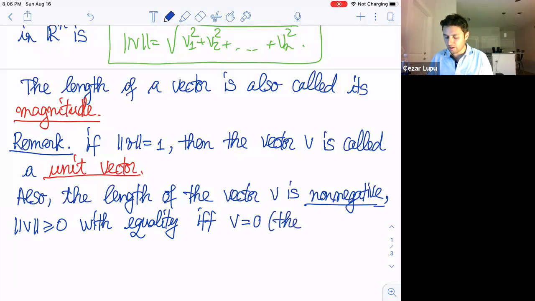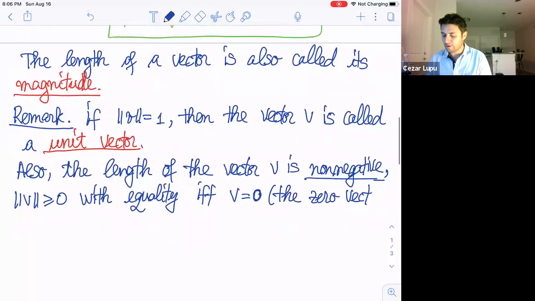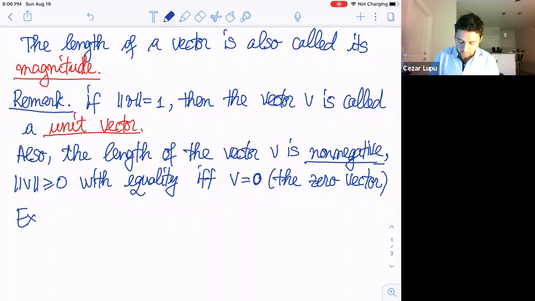So this guy is 0 here, and I'm going to denote it like this: the zero vector in Rn. The zero vector in Rn is the one that has all its components equal to 0. There are n of them, since it's a vector in Rn, and all of them are equal to 0. Okay, great. Now let's point out some examples. I want to find the length of a vector in Rn.